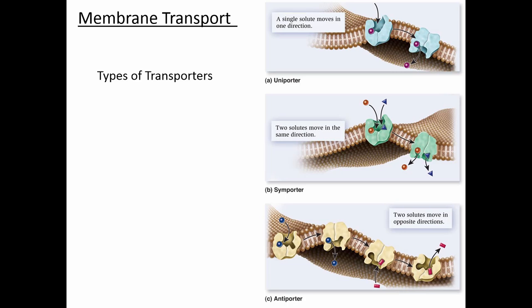Symporters transport the two types of solutes in the same direction. You can see that the red circle and the blue triangle are both moving down in the same direction across the membrane. And so this transporter is called a symporter. An antiporter is a carrier that transports two types of solutes in opposite directions. You can see that the purple circle and the red triangle are both being moved by this transporter, but they're being moved in opposite directions. One's being moved down and the other one's being moved up.